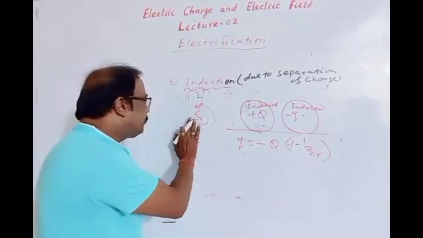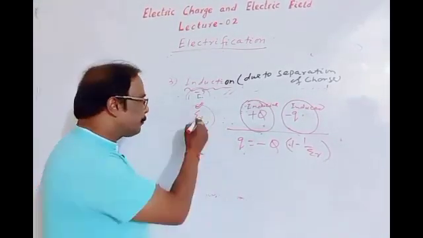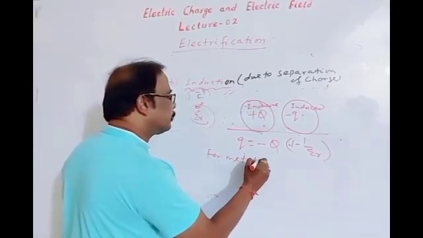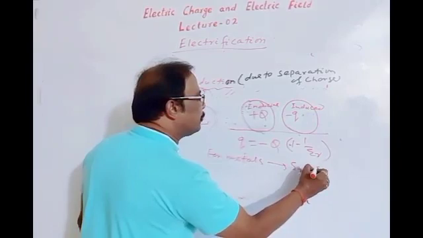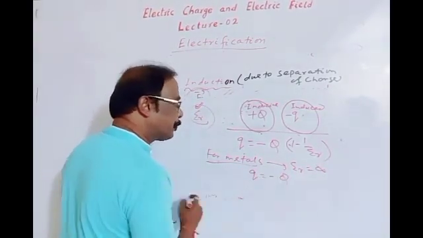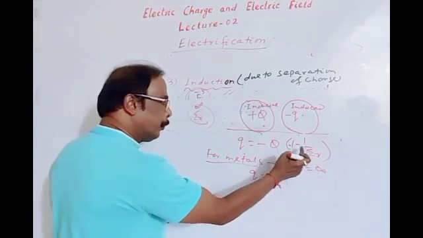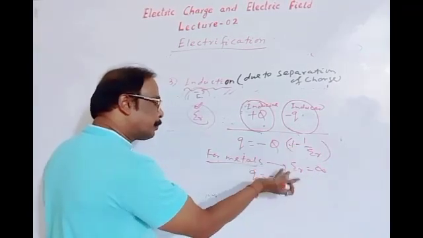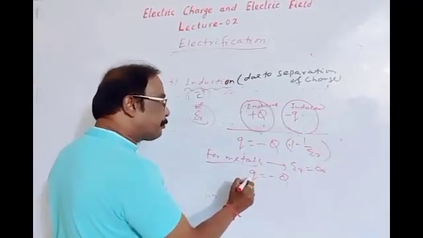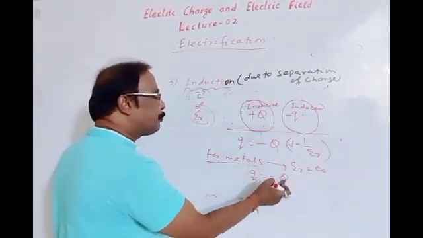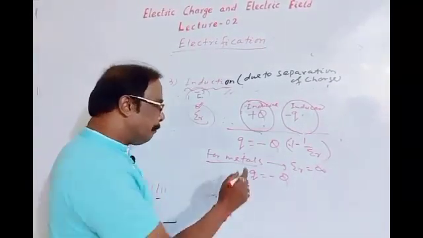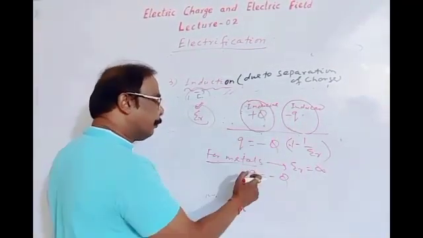Okay, just remember the values of epsilon r for metals or for conductors. Value of epsilon r is infinity. Then for metals, q is equal to minus Q. 1 by infinity is 0. 1 minus 0 is 1, q is minus Q. Means for metals, magnitude of induced charge is equal to magnitude of inducing charge, obviously opposite in nature. Okay. Magnitude same.